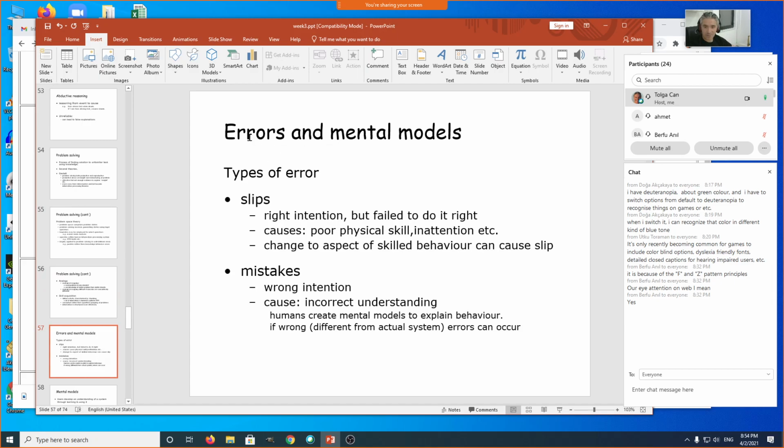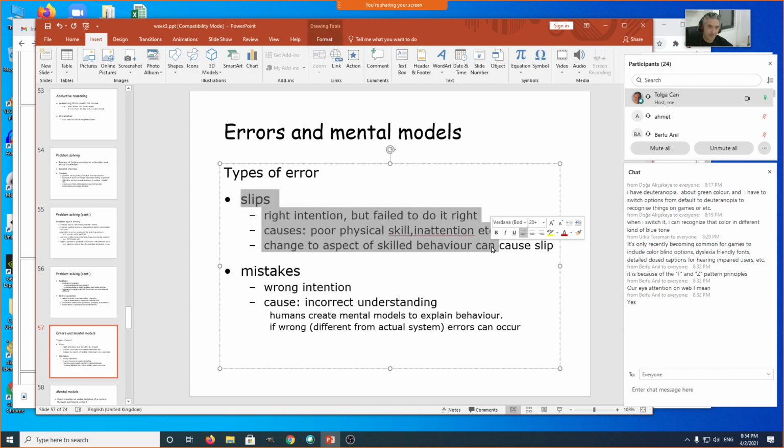There are different reasons why we make errors. I talked about different types of errors. Sometimes we make errors because of slips, which means unintentional errors. We have the correct intention when we are using the interface, but we make the error unintentionally. These kinds of errors are called slips. It may indicate some problem with the user interface. But we may also sometimes make mistakes, which means our problem solving or the way we tried to use the interface was wrong. We had the wrong intention.